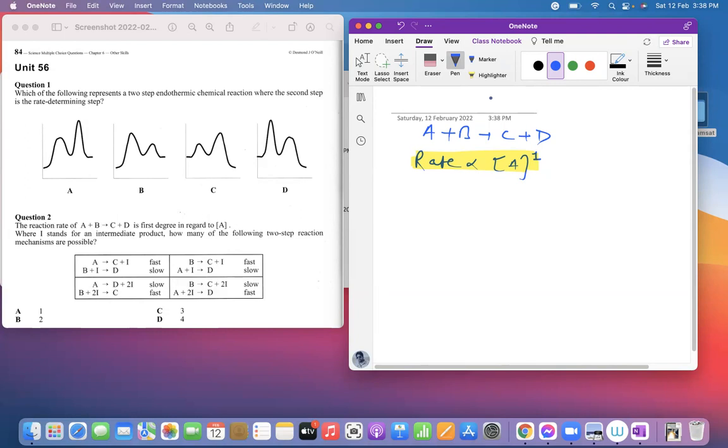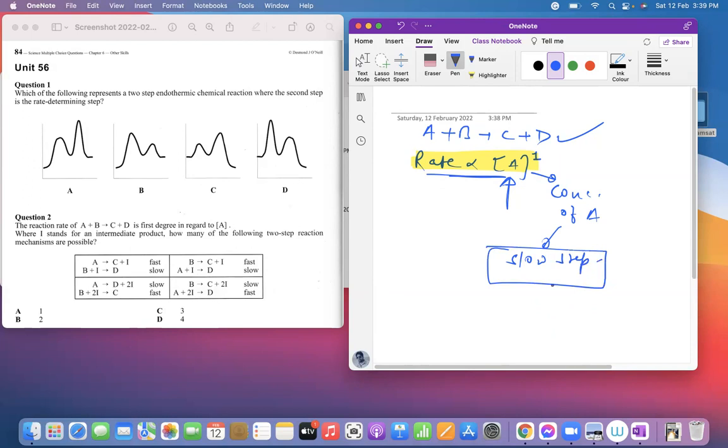If you look at these two lines, this is the overall reaction and this is my rate, in which A is first degree, meaning first order kinetics. Now you can see they have fast and slow steps, and the slow one is rate determining. This is the rate law, so the concentration of A should be present in the slow step. The box will be correct in which the slow step has A on the reactant side.